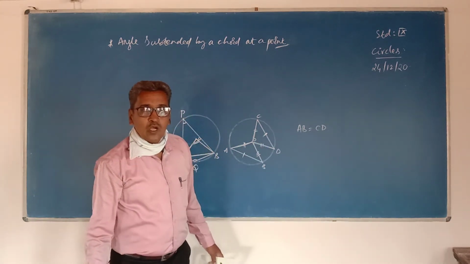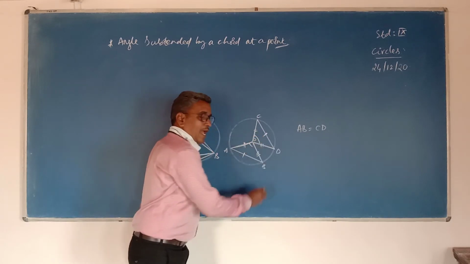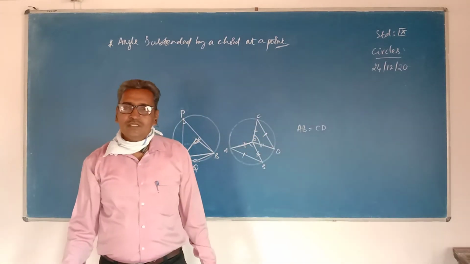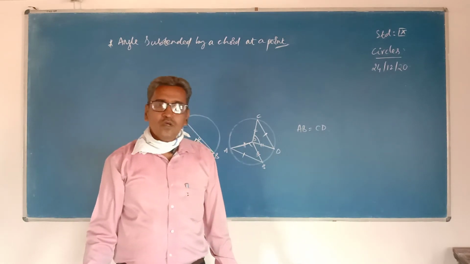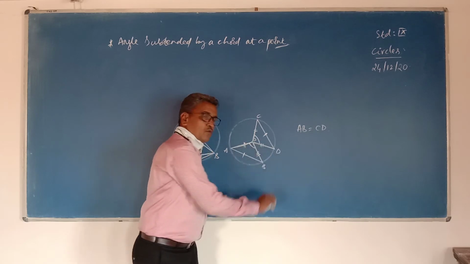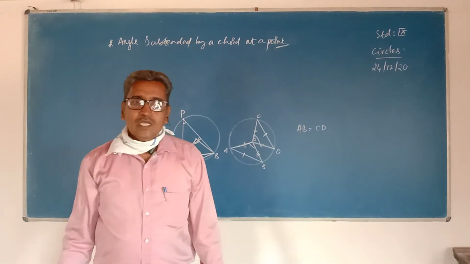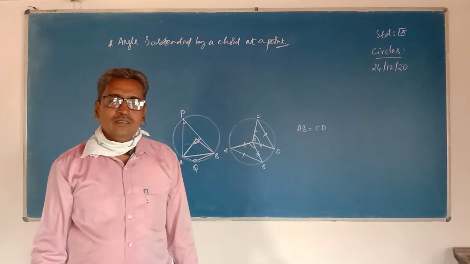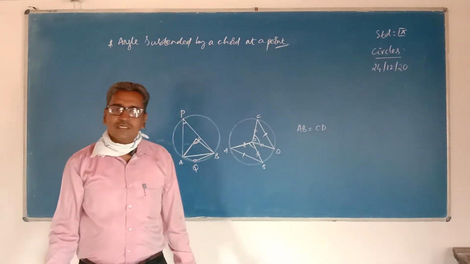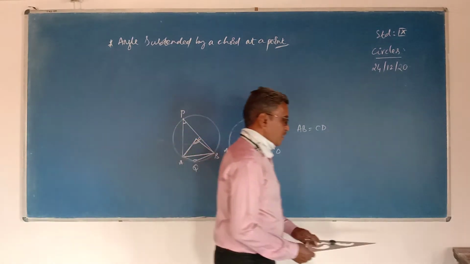These two triangles are congruent, then corresponding angles are equal, CPCT, corresponding parts of congruent triangles. AOB is equal to COD. It means equal chords of a circle subtend equal angles at the center. This is the form of the theorem. Let's prove that theorem.